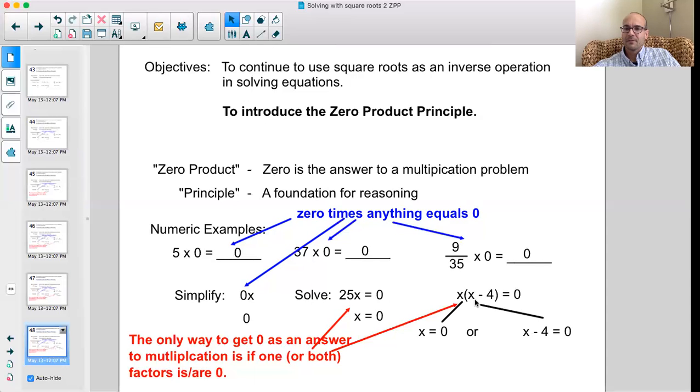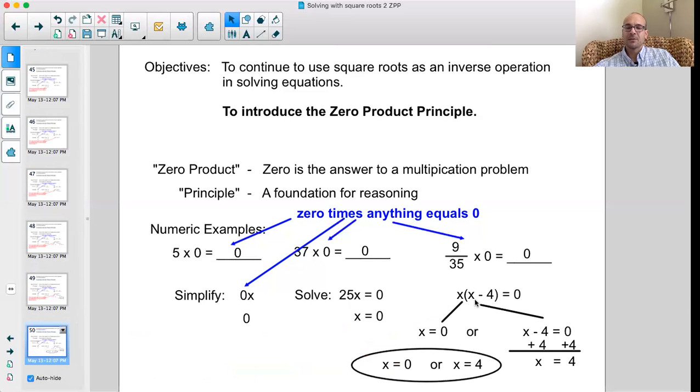If x is 0, well, you just solve for x. And if x minus 4 is 0, that statement, written as an equation, is a really simple little equation to solve. You can add 4 to both sides and get your second answer. So your two answers would be 0 or 4.